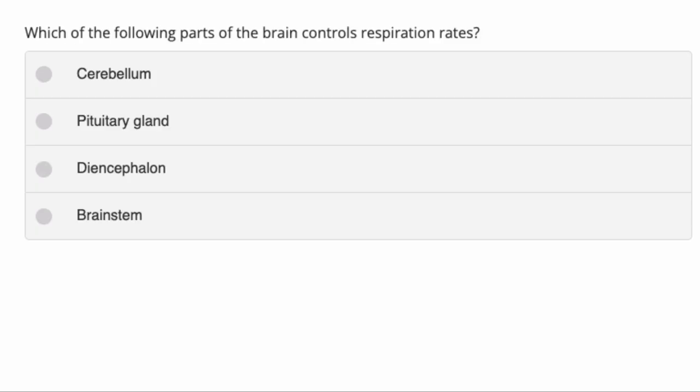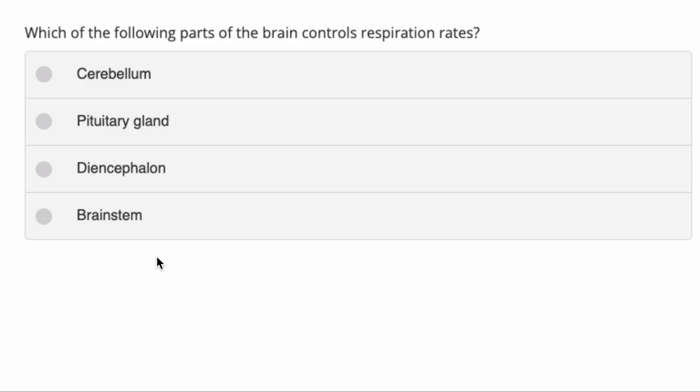So which of the following parts of the brain controls respiration rates? And hopefully when you read through this list, you're like, only one of these makes sense, and it's the brainstem. Although I will tell you that the hypothalamus does have a higher center, and essentially normal respiratory cycles could continue even if the brainstem superior to the pons has been severely damaged though.